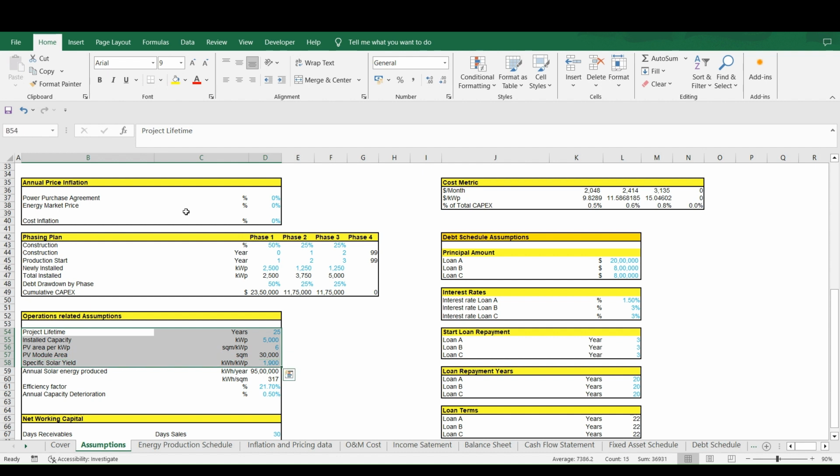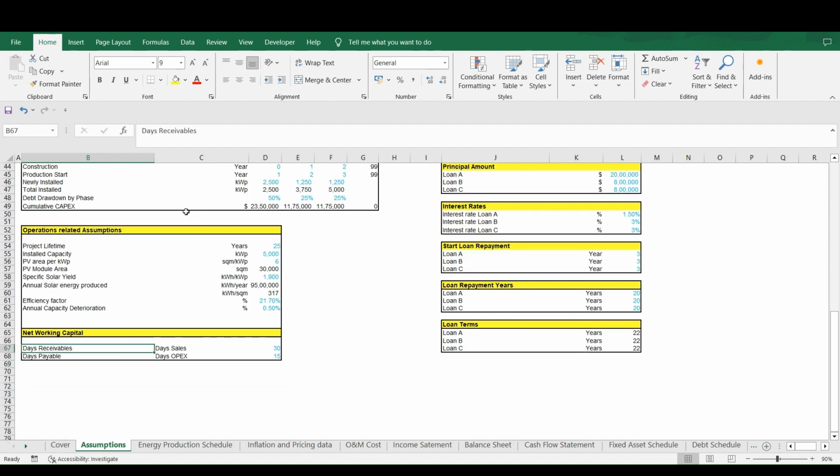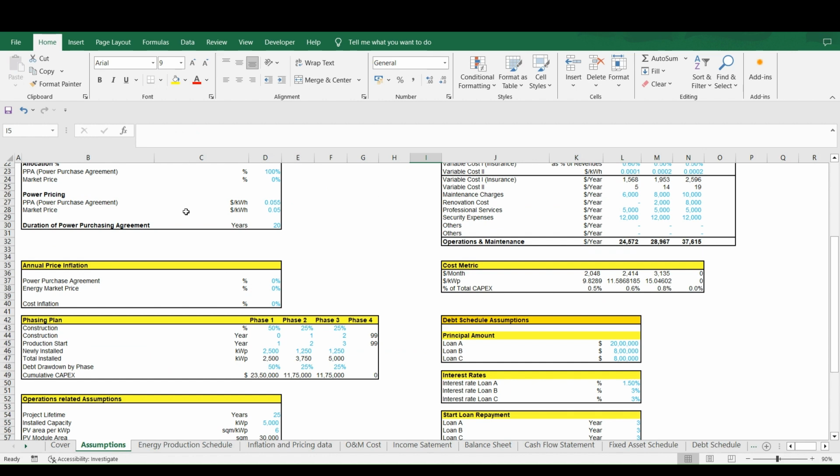Then we have specific solar yield. Specific solar yield is something that tells us how much energy, that is kilowatt hour, is produced for every kilowatt power of the module capacity. Next we have the annual solar energy produced per year. Then we have the same metrics by square meter. This is the efficiency factor, and the annual capacity deterioration is how much capacity of the plant will deteriorate over the years. Then you have some assumptions for the net working capital, that is days sales and days OPEX. That will help us in determining days receivable and days payable.